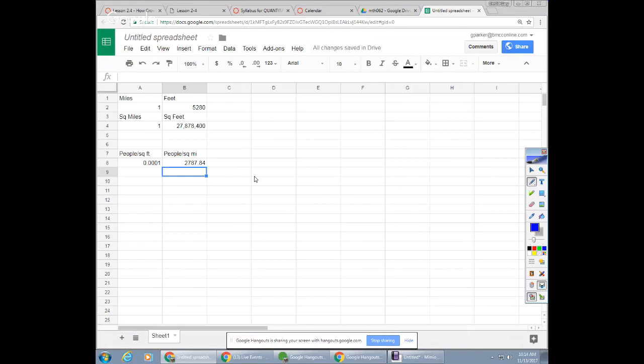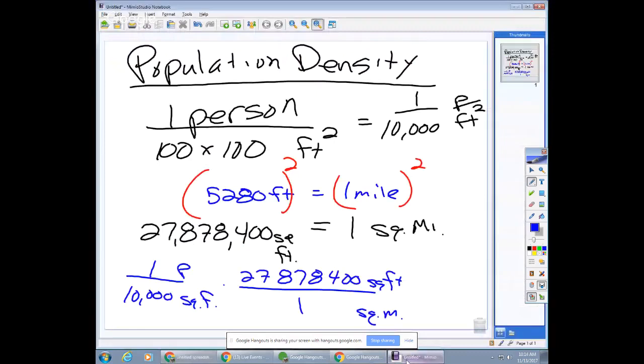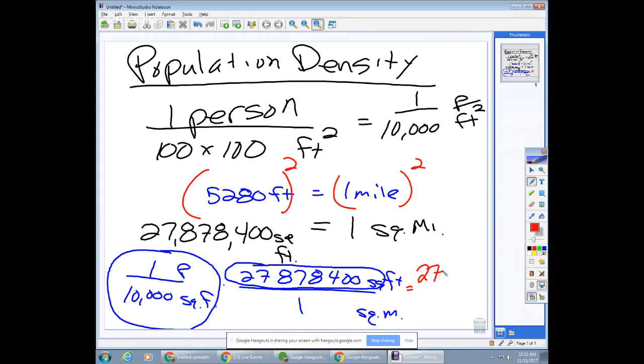What do you mean? So that's this calculation right here. Take your 1 over 10,000 and multiply it by 27,878,400. So that gives us about 2,787. It's 0.84 technically, and that's people per square mile.